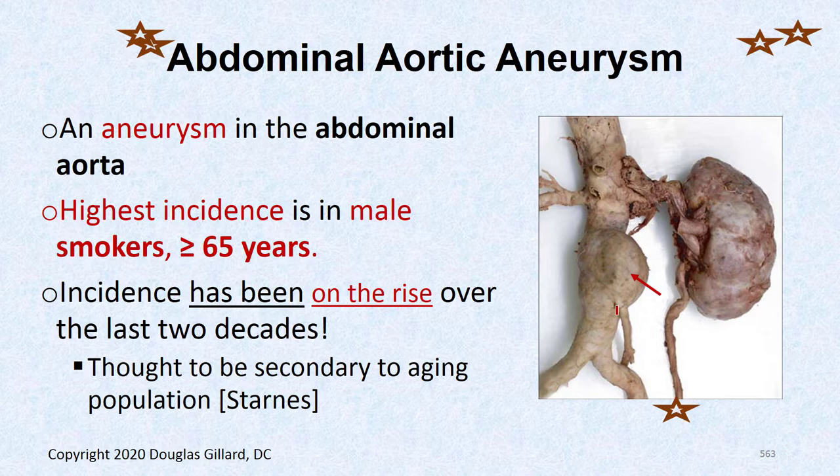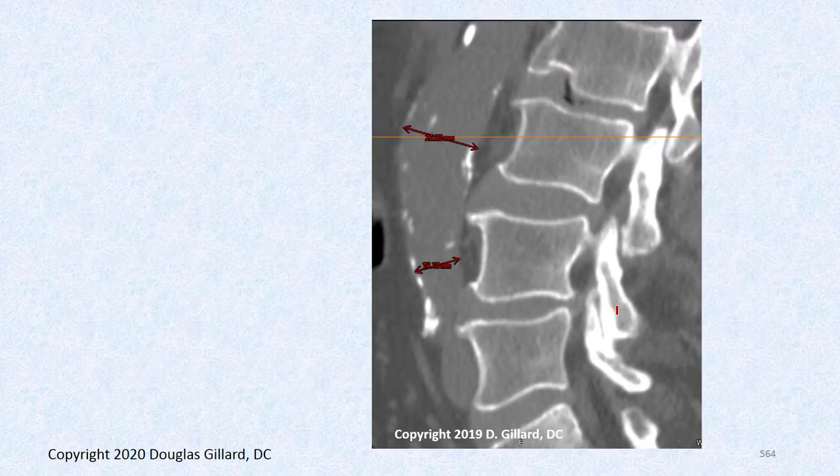So abdominal aortic aneurysms are seen in smoker males, again a little older this time, greater than 65. Incidence has been on the rise, and probably because the baby boomers are getting older.